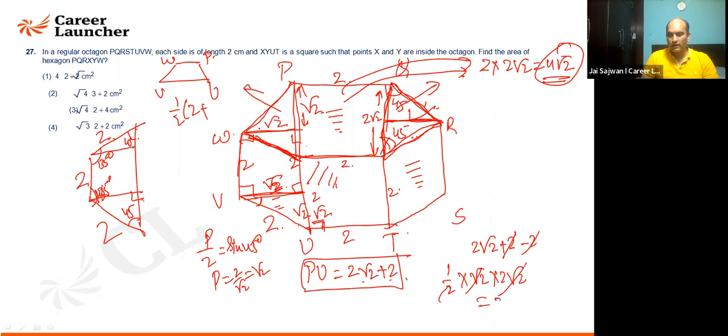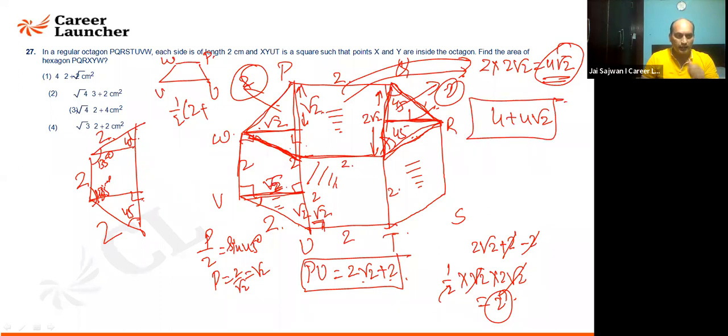This gets cancelled out, I'll get 2. So what do I get? I get the area of this triangle is 2. So area of this triangle is also 2. So 2 plus 2 is 4 plus 4 root 2 is your answer. Is there any answer like this?